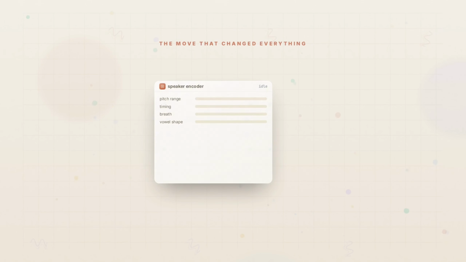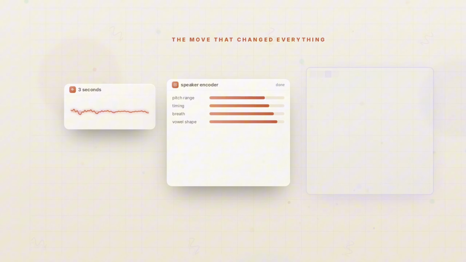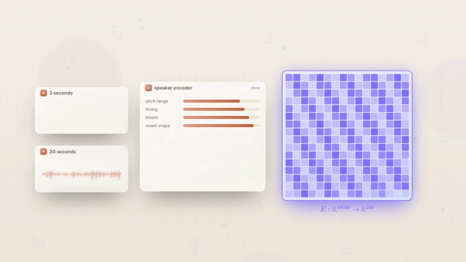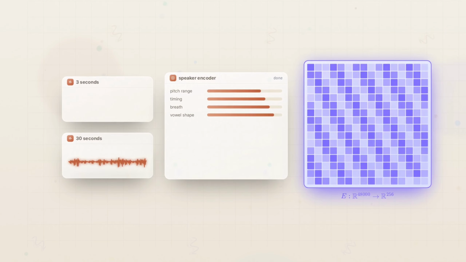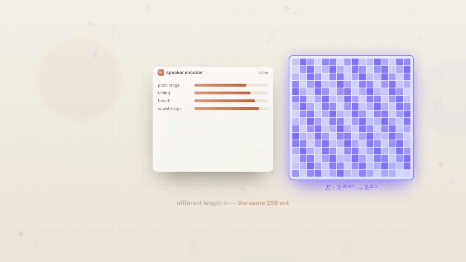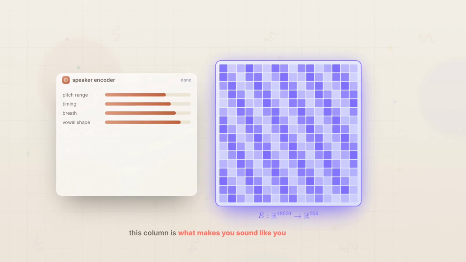Here's the move that changed everything. Build a network with exactly one job. Listen to a few seconds of somebody and boil it down to a fixed list of numbers. 256 of them. Now feed it 30 seconds instead of 3. Different lengths going in, the same 256 numbers coming out. That column is your voice print. Everything the machine thinks makes you, you.